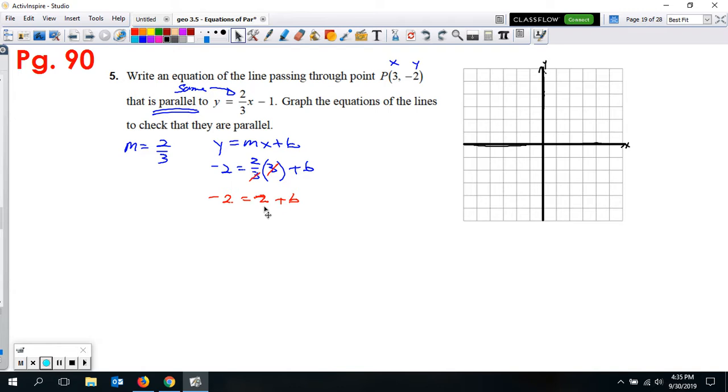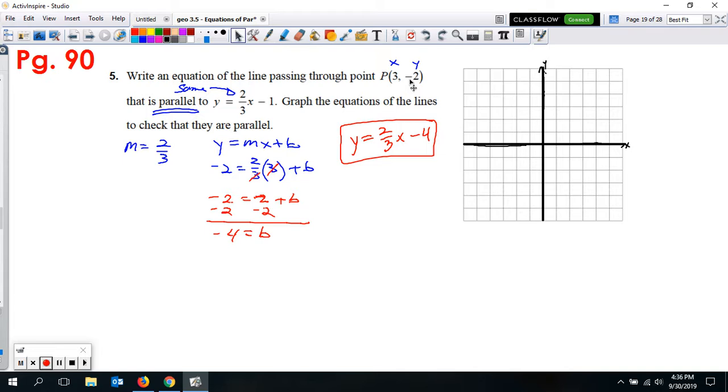That's what we see now. And then we want to get b by itself. So we're going to subtract 2 from both sides. And so that cancels our 2's here, so b is by itself, and it equals -4. b equals -4. So now we can write our equation. Like I said, it's going to start off with y equals 2/3 x. It has to have the same slope, but instead of -1, it's going to be -4. And so there's our equation for a parallel line to this that's going to pass through this point.